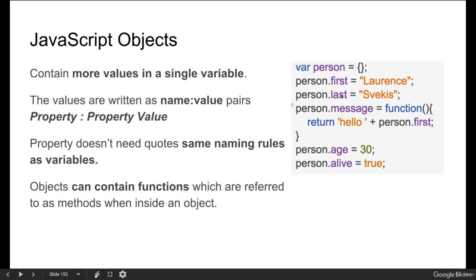Objects can also contain functions, which are referred to as methods when they are inside of an object. So this one over here, we can call person.message, invoke the function, and then we've got the function, which is going to return back hello, and using a value that's contained within the object as well, using person first, and that will return back that value.